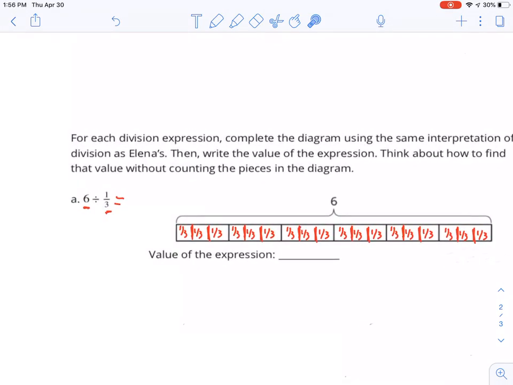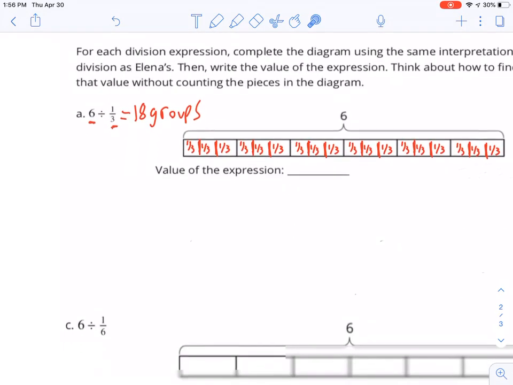So 6 divided by 1/3 is 18 groups, right? 18 groups. And again, you might notice that we have a very small divisor but a large quotient. As that divisor decreases, what happens to the quotient? It increases, right? It increases, okay? So good. You might also notice the 6 right here, the 3 right here. Ooh, how do 6 and 3 relate to 18? That might be something to think about, okay?